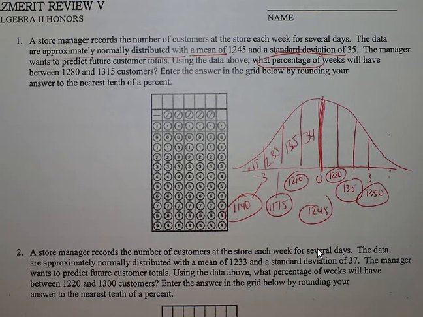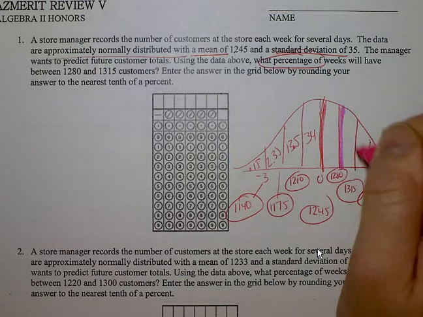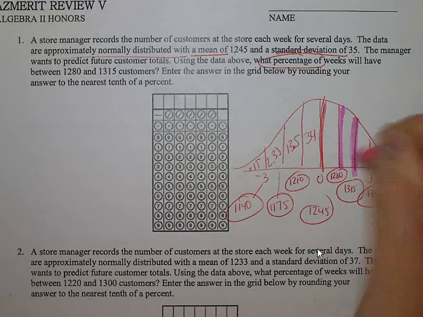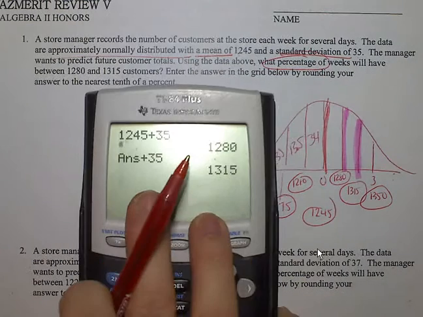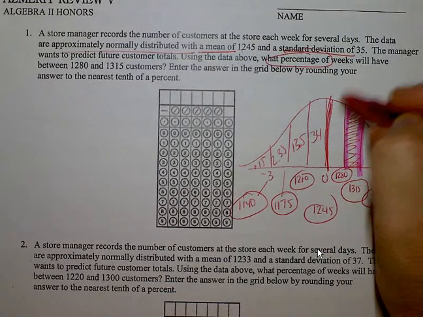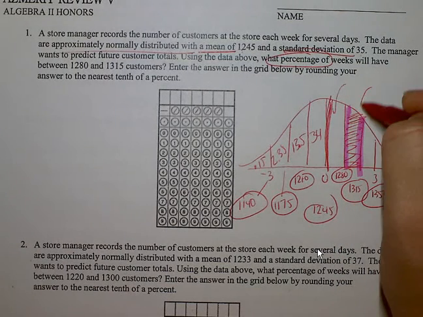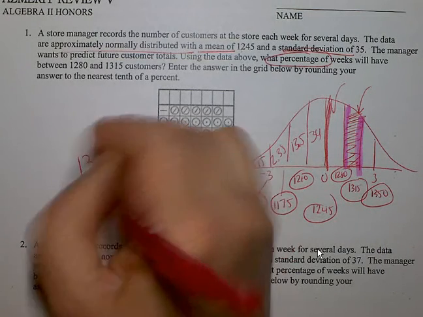So we want to know what percentage is between 1280 and 1315. Well, first of all, because those two numbers lie directly on those columns, it means I do not use normal CDF. Instead, I just have to know what percentage is in this column. Again, here's 34. That makes this 13.5%.